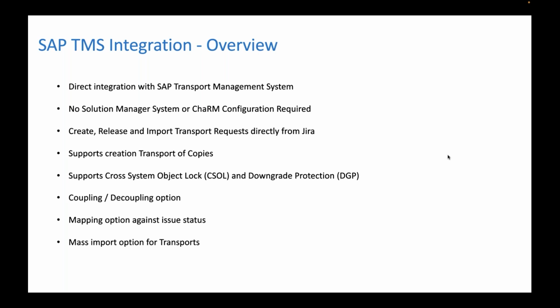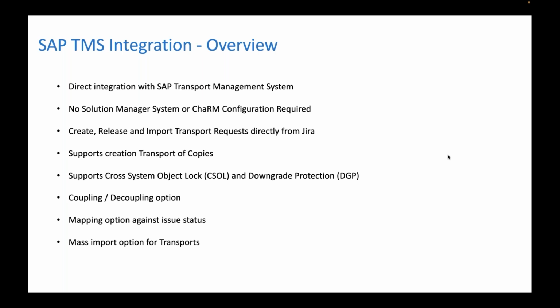As an advanced feature, similar to what we have in Charm, we also support cross-system object lock and downgrade protection, so there is no object overwriting and your version is maintained up to date using this connector. We also have a coupling decoupling option, which means if you already have a transport request and you want to couple it with any of the Jira entity or a ServiceNow change, that option is also available.